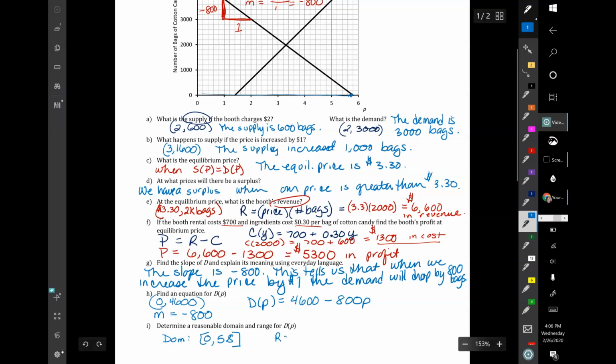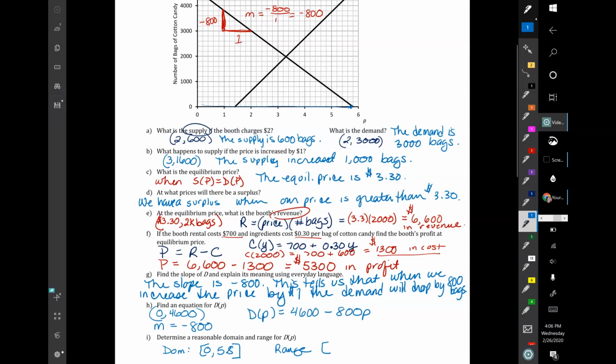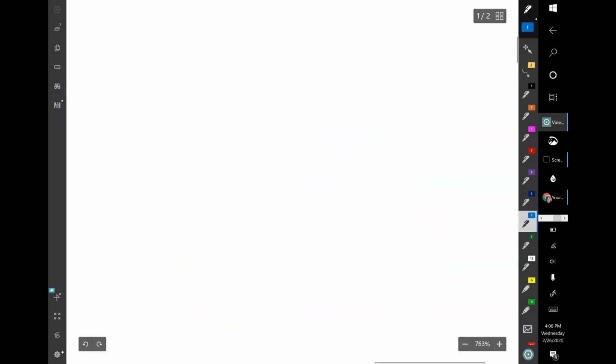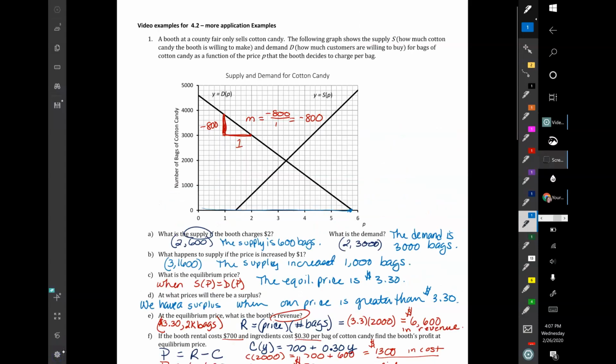And then range, so y value. Again, we can start at 0. So there's no demand. That matches up with our 5.8. And then we go all the way as high up to that y-intercept, when we have a price of 0 and we're giving them away. So that would be the 4,600.